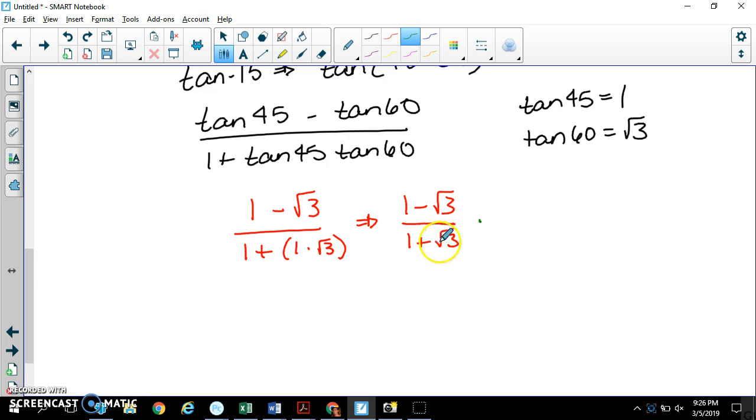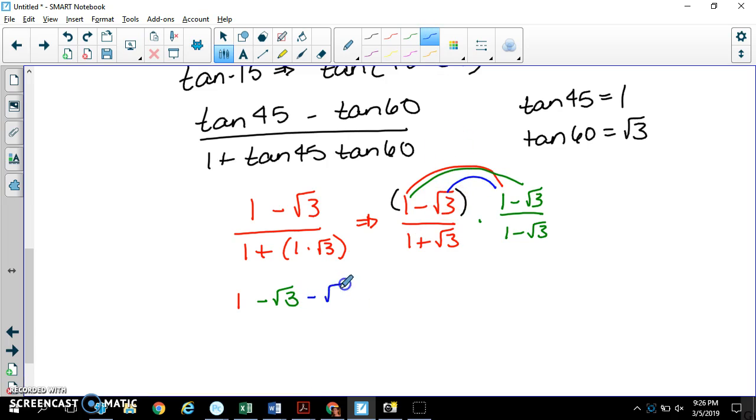Okay? So now, in order to get rid of the square root in the denominator, I'm going to multiply by the conjugate, 1 minus square root 3 over 1 minus square root 3. So we're going to go ahead and FOIL these bad boys on out. And now I get 1 times 1. Sorry. 1 times 1 is 1. 1 times negative square root 3 is negative square root 3. Negative square root 3 times 1 is negative square root 3. And then negative square root 3 times negative square root 3 is giving me positive 3.